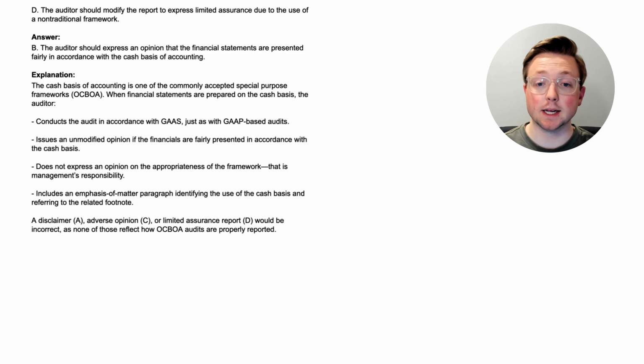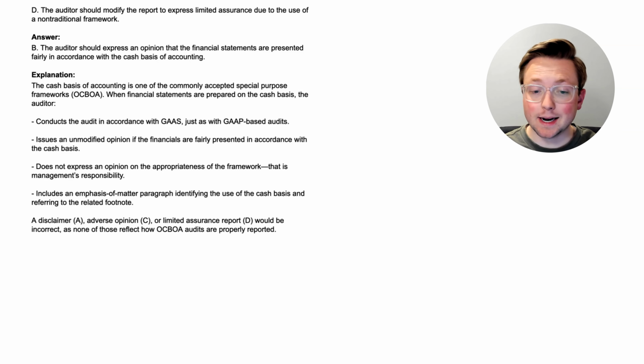The cash basis of accounting is one of the commonly accepted special purpose frameworks. Again, that would be under OCBOA. When financial statements are prepared on the cash basis, the auditor conducts the audit in accordance with GAAS, just as with GAAP-based audits. They issue an unmodified opinion if the financials are fairly presented in accordance with the cash basis. They do not express an opinion on the appropriateness of the framework. And again, that is management's responsibility, so they're not going to say you shouldn't be using cash basis. That's not up to them.